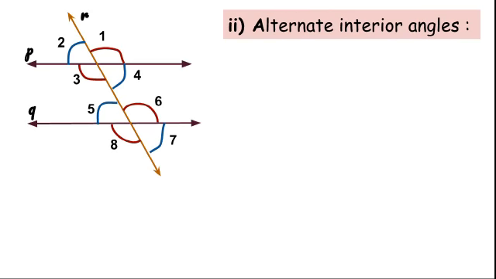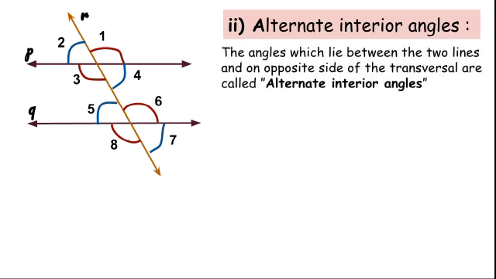And the next pair of angles relation is alternate interior angles. So what are alternate interior angles? The angles which lie between the two lines and on opposite side of transversal are called as alternate interior angles. In the figure, we can see 3, 4, 5, 6 are on the interior part. That means 3, 4, 5, 6. These four angles are between the two lines.